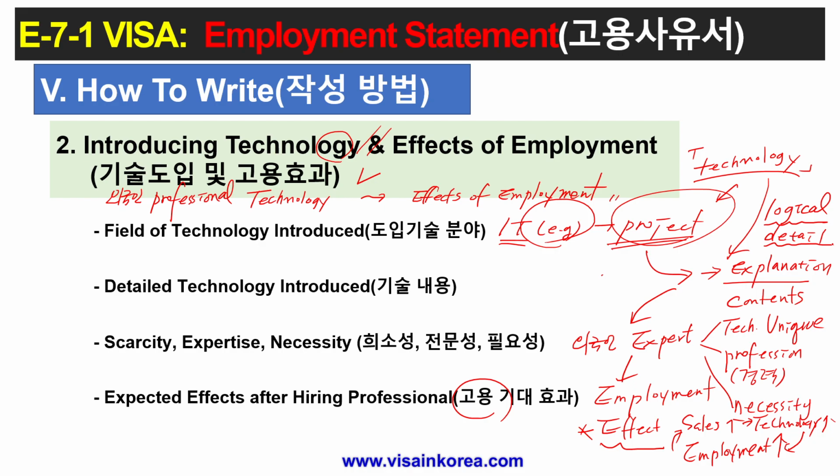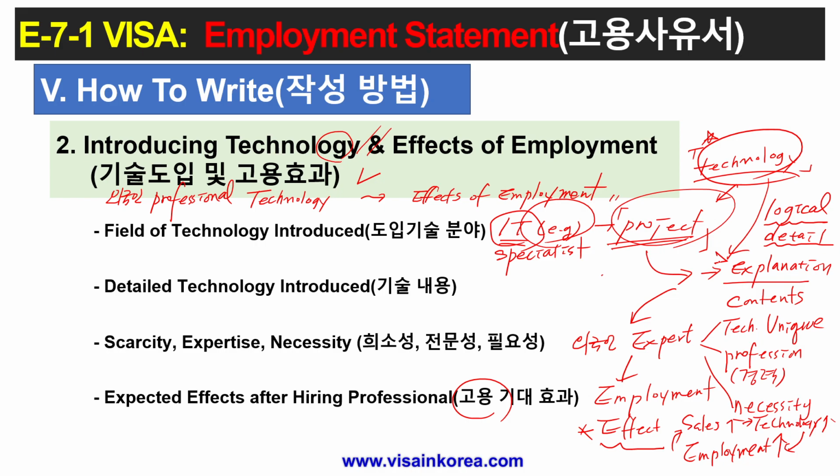Okay, now we can see the second one, how to write about introducing technologies and effective employment. The first one, for example, as our IT specialist, in this case, you must write down your field of technology introduced. For example, if you have a very important project, you must write down which kind of technologies are mandatorily required to succeed at this project.